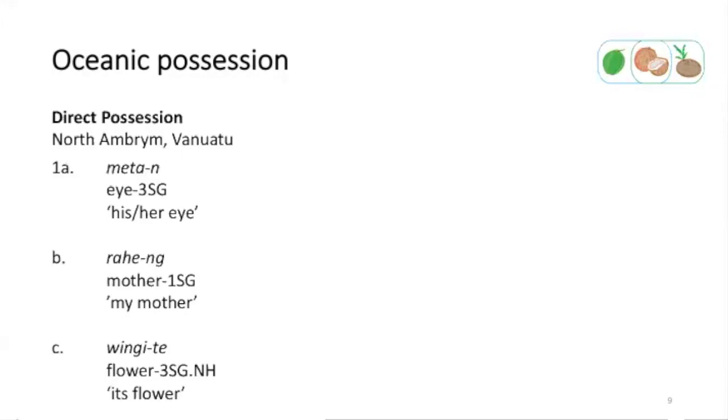So let's move on to Oceanic possession, which is where we find the classifiers we want to investigate. There are 2 types of possessive constructions in Oceanic, direct and indirect. That's a structural rather than a semantic distinction. They're roughly patterned with a semantic difference in alienability. So on the one hand, we have direct possession, and this is where the possessor marking attaches directly to the possessed noun, as shown in example 1 here.